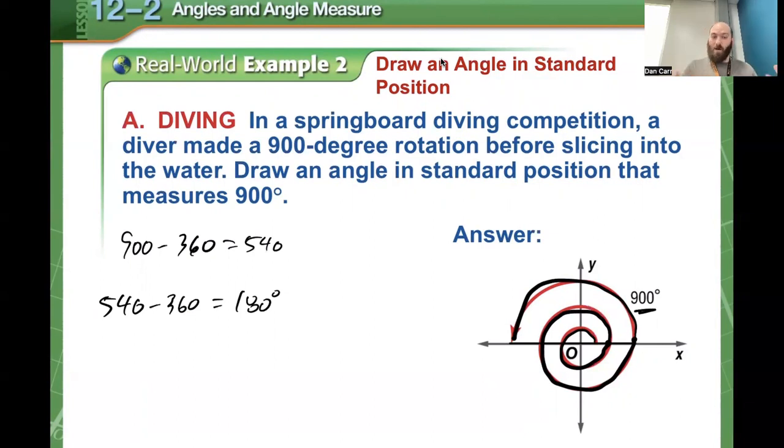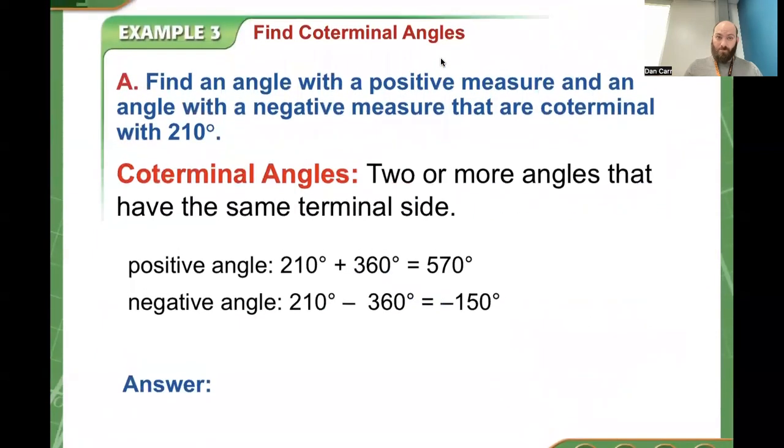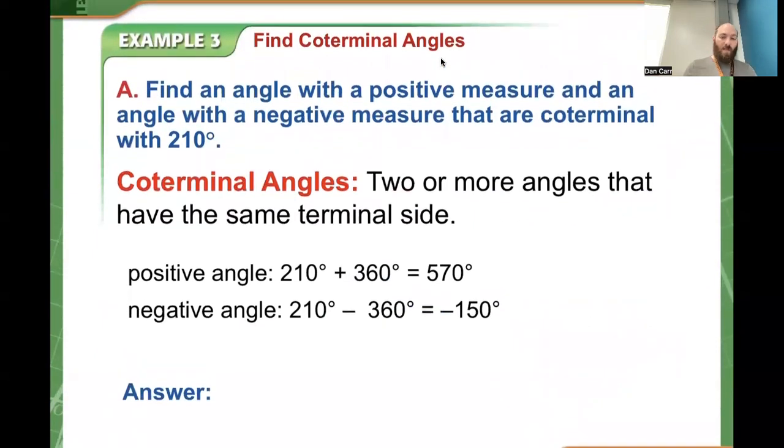So this is my answer, but I want to explain why we were able to get there with that one. All right. Coterminal angles. A coterminal angle is one that has the same position, but it's a different value. Okay. So we find an angle with a positive measure and an angle with a negative measure that are coterminal with 210 degrees. Okay, so that's two or more angles that have the same terminal side.